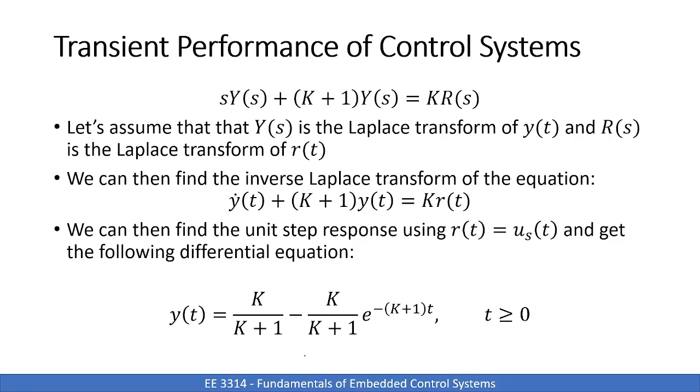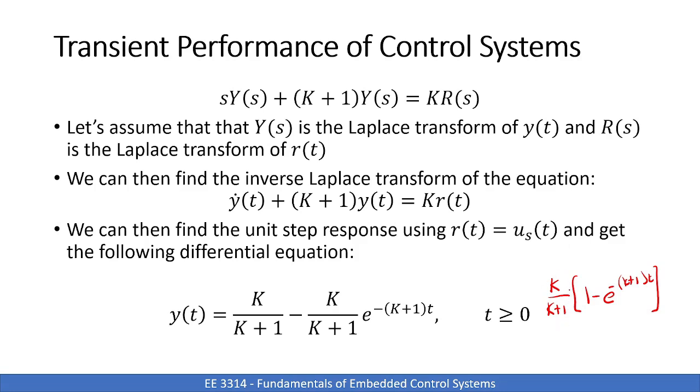So this is pretty typical, right? You could also think of this as K over K plus 1, times 1 minus e to the minus (K plus 1) t, right? That's a typical response for a first order system. It's 1 minus e to the minus t over tau. And here, we just have a gain factor in front of that, if you will, K over K plus 1. So that's going to be pretty key here.